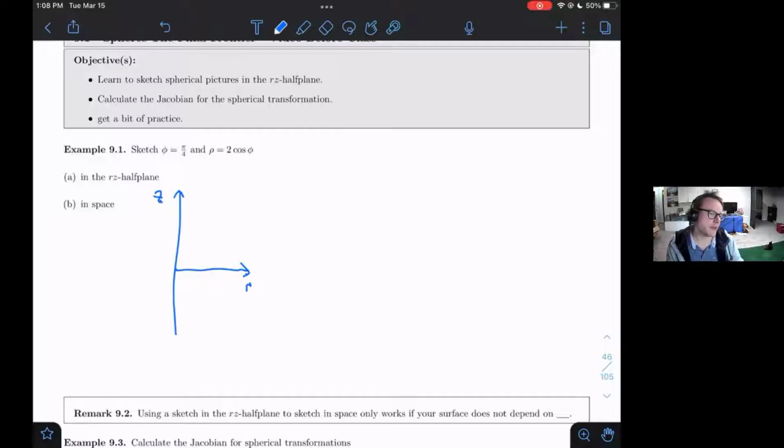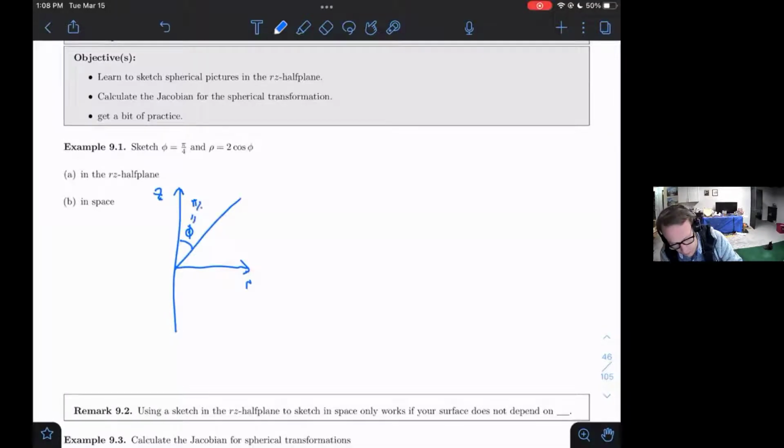So when I say something like phi equals pi over 4, we're going to have a picture that looks like this, where again, that phi value is how much it comes off of the Z axis. In this case it is equal to pi over 4. So pi over 4, as we know, is 45 degrees. So something like that is about correct. We can also take this and spin it around, like we do typically with these RZ half plane things, and we get a picture in space.